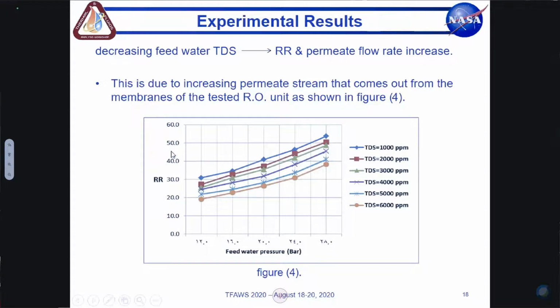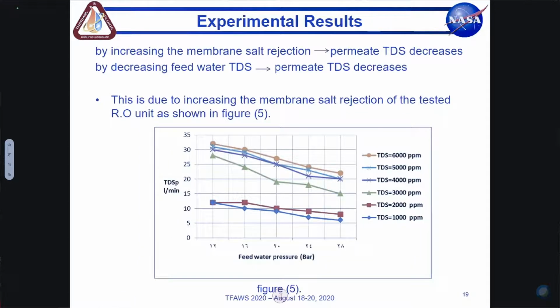Another result is that decreasing the feed water total dissolved solids will increase the recovery ratio, and the permeate flow rate also increases.